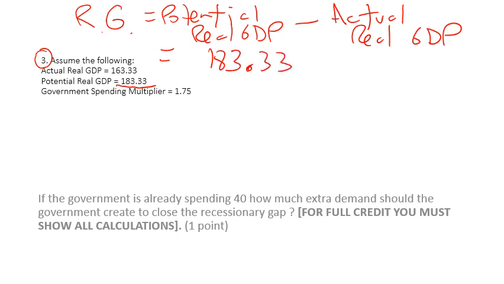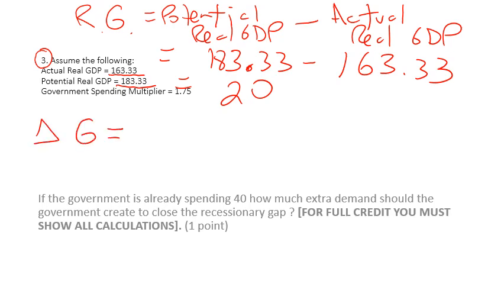183.33. Check. We're told that actual real GDP is 163.33. So our recessionary gap is $20 billion. All right. Next step.